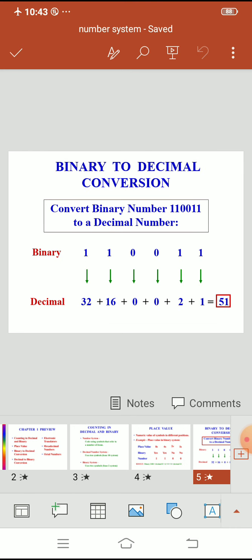Binary to decimal conversion: convert the binary number 110011 to a decimal number. The place values are 1s, 2s, 4s, 8s, 16 and 32. Based on the position, if the digit is 1 we give that place value, otherwise we give 0. Therefore 1, 2, 0, 0, 16 and 32. The total equivalent value is 51.